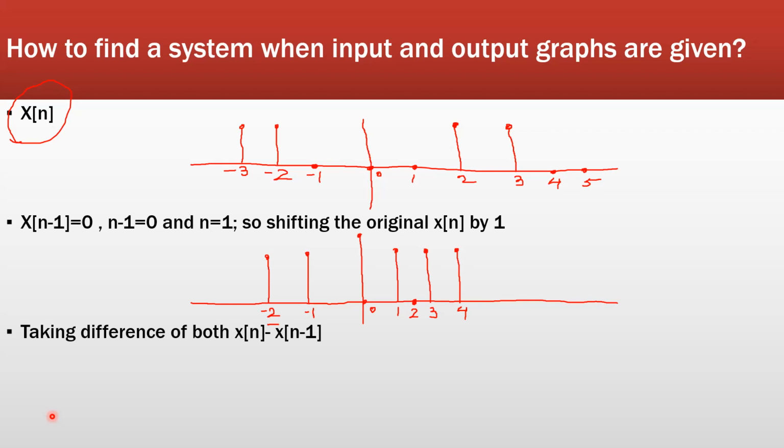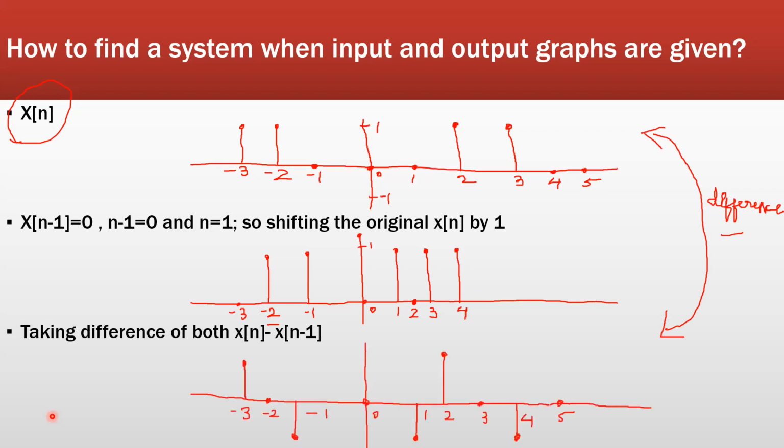This is the simplest system, and we are going to take its difference. The output will look like this. How it is constructed, I will explain. Consider the original input signal, that is x of n. Here at -3 there is value 1, and in the shifted version, x of n minus 1, the value at -3 is 0. 1 minus 0 is 1, so we will get an impulse at -3 equal to 1.